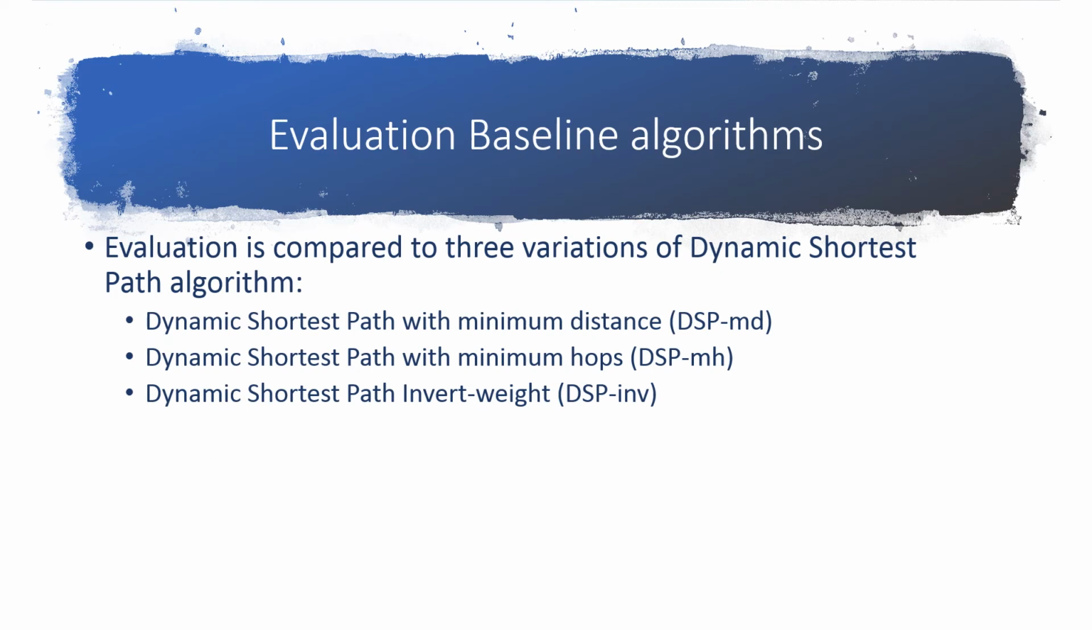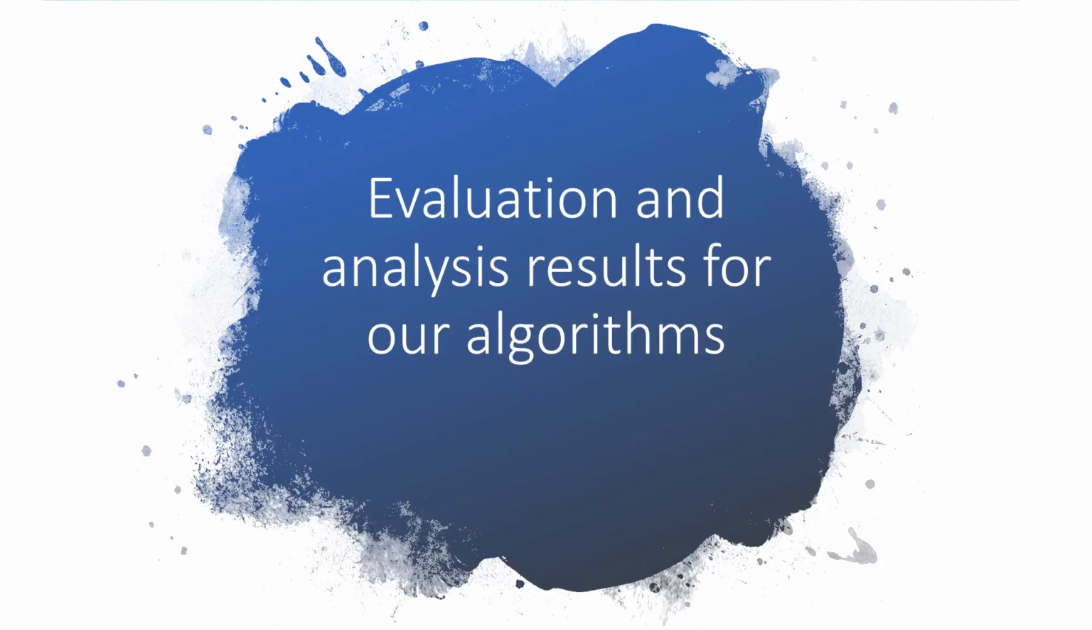We evaluate our MC suite of algorithms compared to the traditional shortest path algorithms, considering minimum distance or minimum hops. In dynamic shortest path with minimum distance, we abbreviate it by DSP-MD. Dynamic shortest path with minimum hops, the DSP-MH. Also, we evaluate our algorithm against the least congested paths in dynamic shortest path inverted weights, DSP-invert, which is the maximum distance. In the next slides, we present and analyze the results of our simulation.